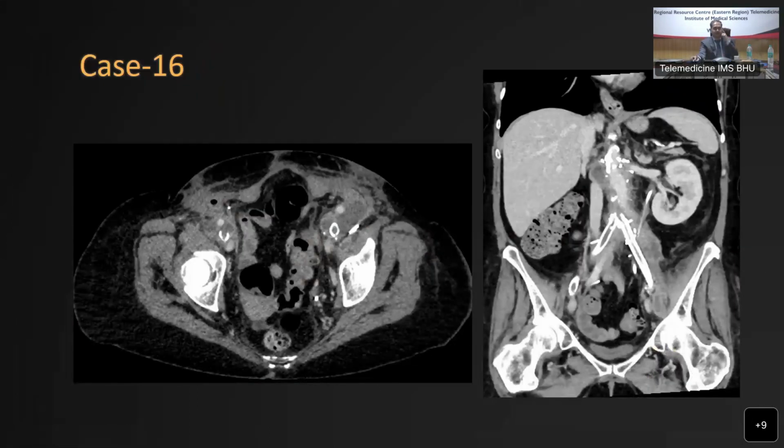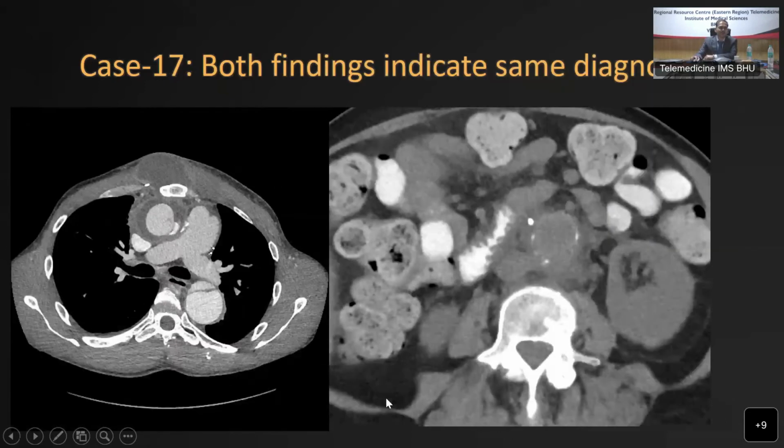Next case is this case here. This patient looks like there are a lot of devices already in the aorta, but you can see that there are peripherally enhancing, rim enhancing collections around the common iliac arteries extending into the infrarenal aorta as well. So this is a case of graft infection.